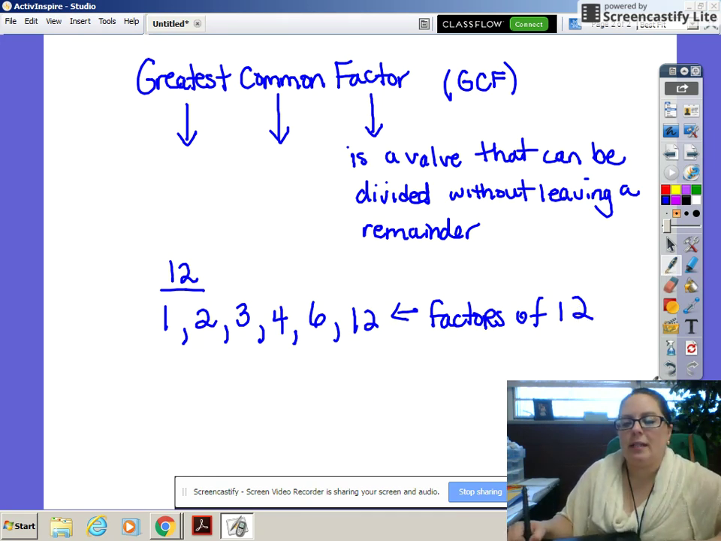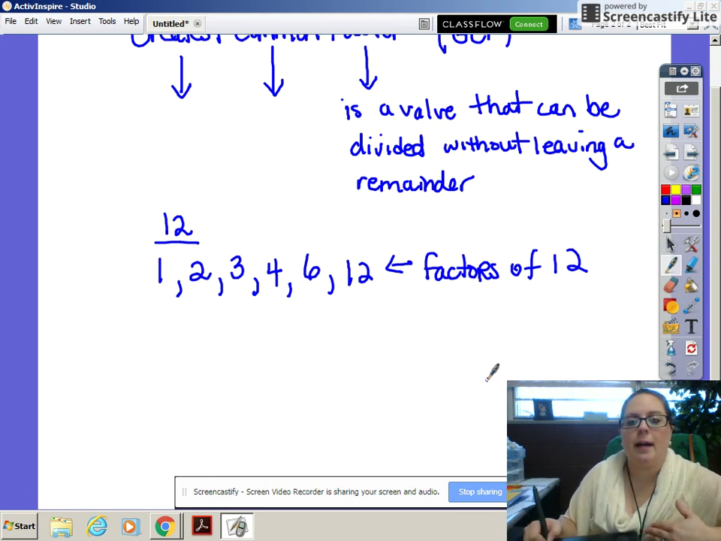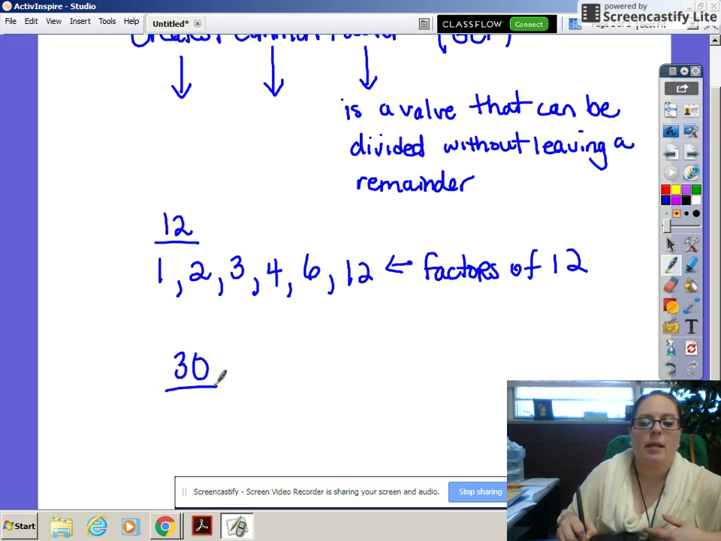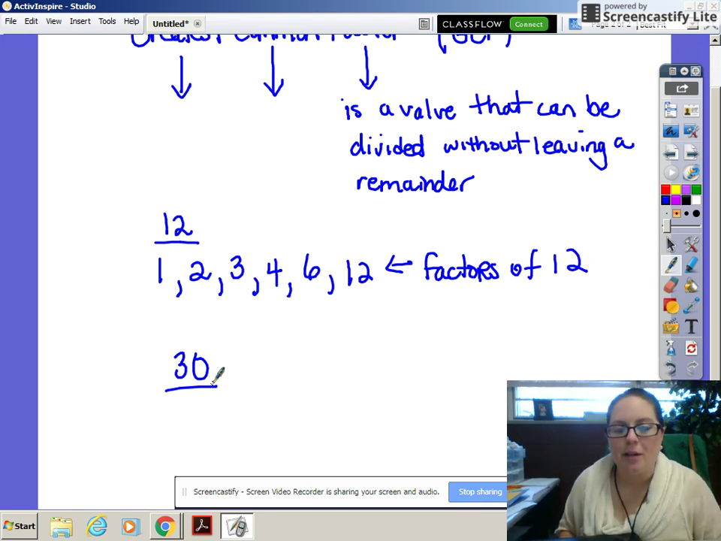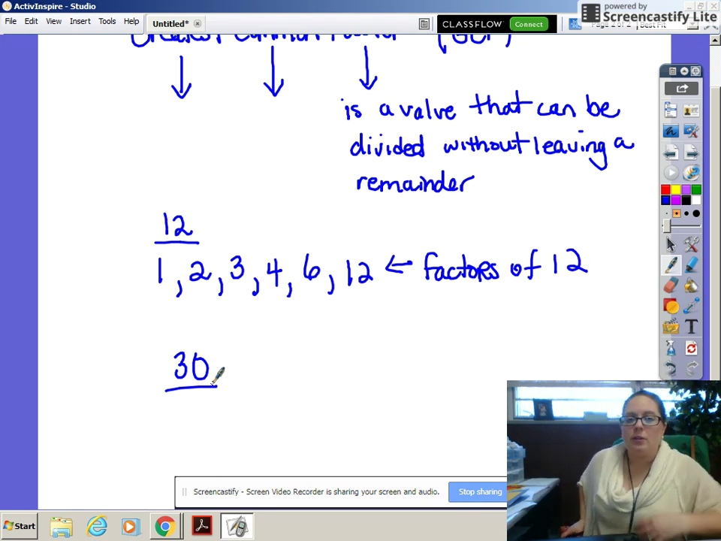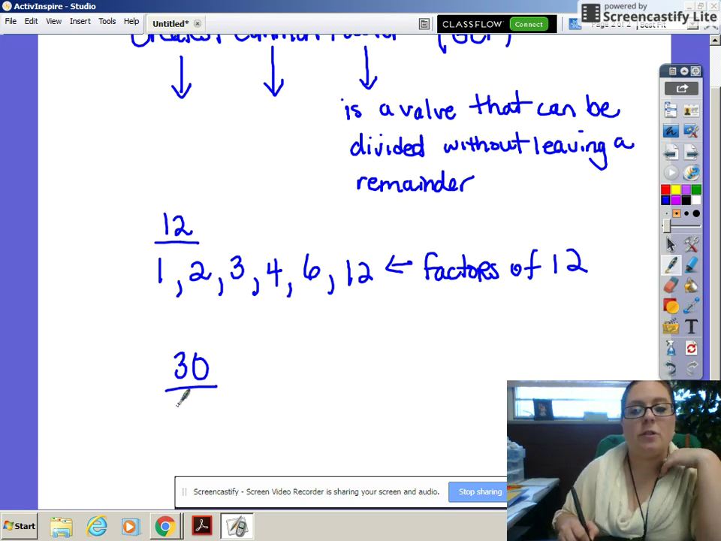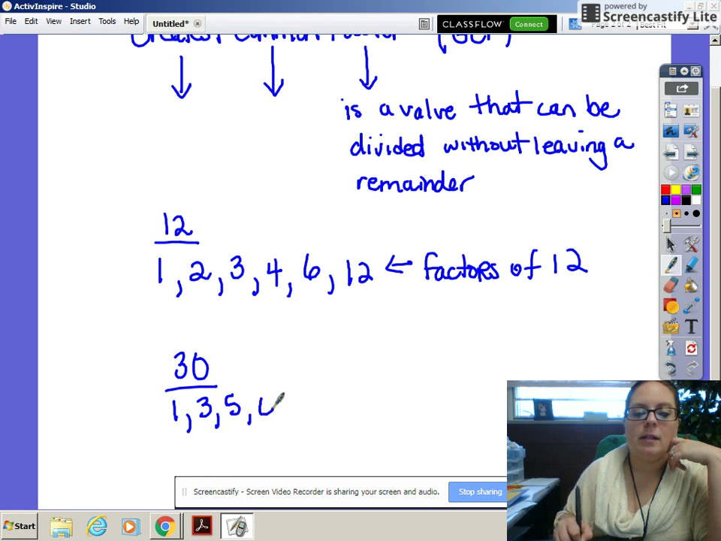When I put two numbers together, I can find their greatest common factor, the biggest factor between the two numbers that is common. So if I chose the number 30, and I wanted to say, what is the biggest number that could divide both 12 and 30? I would have to now list all the factors of 30, things that will divide 30 without leaving a remainder. Hopefully you know these. 1 can divide it evenly. 3, 5, 6. Whoops, I missed 2.